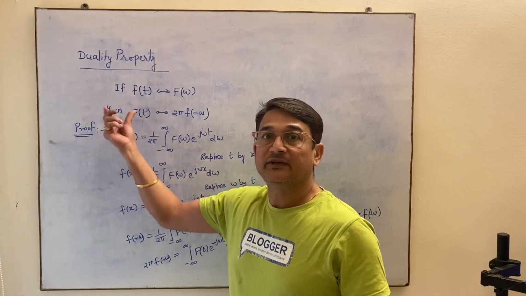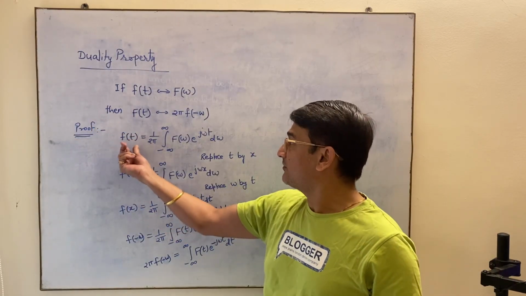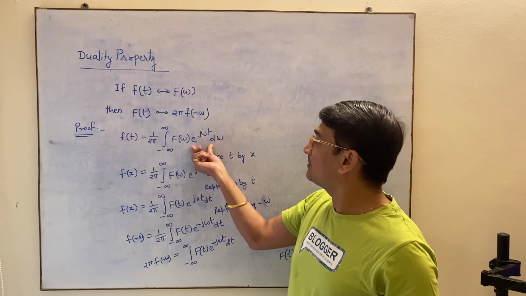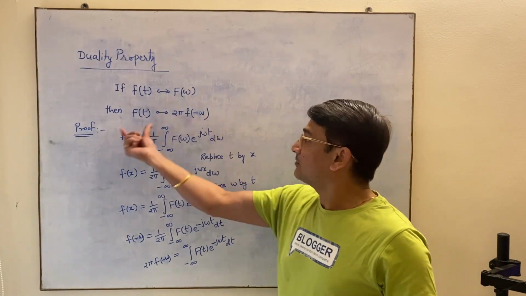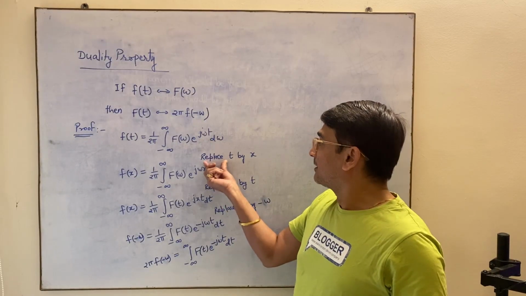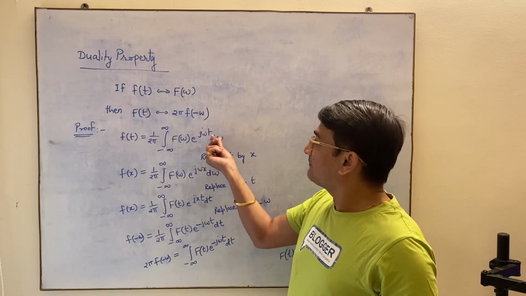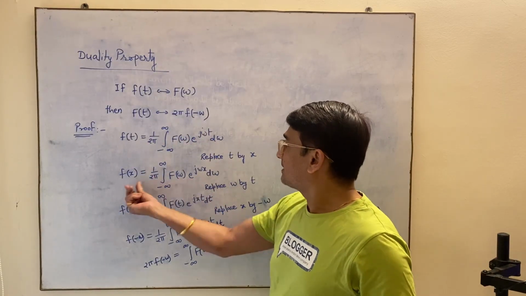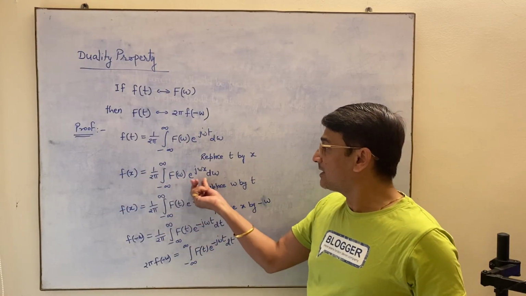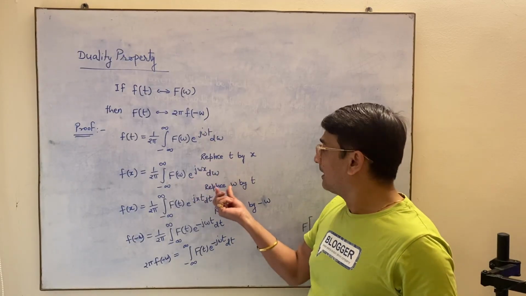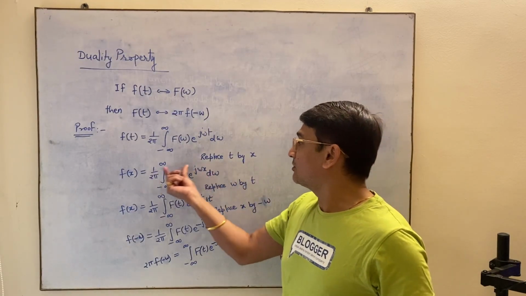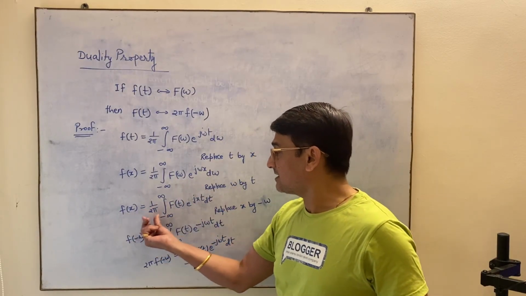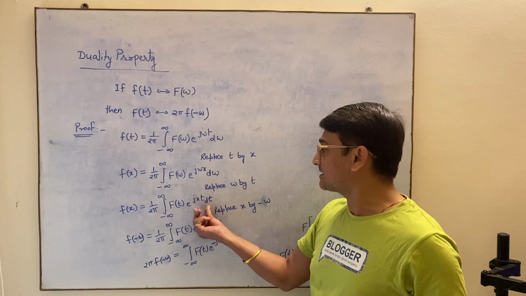To prove that, we need the formula for inverse Fourier transform, which is f(t) = 1/(2 pi) integral from minus infinity to infinity of F(omega) e^(j omega t) d omega. In this expression replace t by x. We have two t's in this expression, and both will be replaced by x. So f(x) = 1/(2 pi) integral of F(omega) e^(j omega x) d omega. Now replace omega by t. Again we have two omegas, both will be replaced with t, so it becomes f(x) = 1/(2 pi) integral of F(t) e^(j x t) dt.